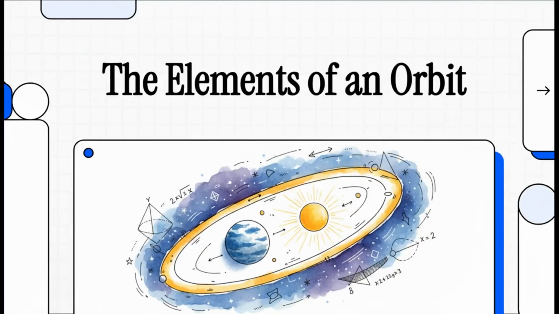Welcome. In this explainer, we're going to dive into the beautiful and, well, incredibly precise language of the universe. We're going to uncover the 6 key pieces of information, the orbital elements, that allow us to describe and, more importantly, predict the exact path of a planet through the sheer vastness of space. It really is the foundation of celestial mechanics, so let's get right into it.